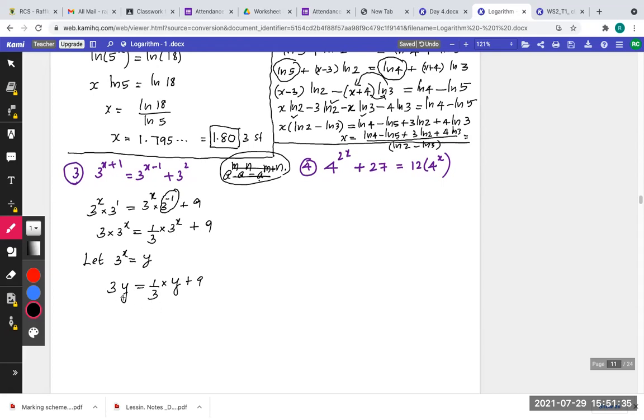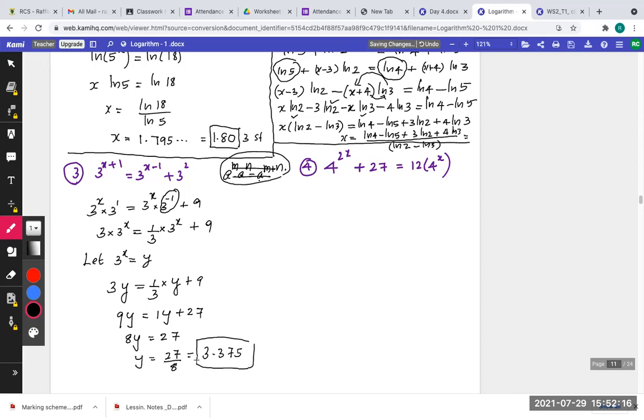So multiply throughout by 3. Every single term I am multiplying by 3, I get 9y equals 1y plus 27, meaning 8y equals 27, or y equals what? 27 divided by 8. How much is that? We can simplify it and we get 3.375, right?